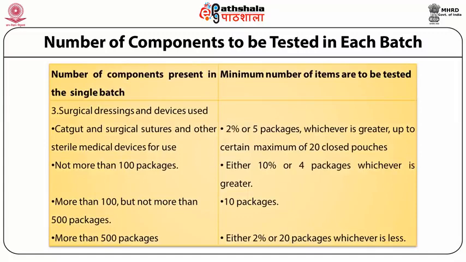Number of components to be tested in each batch when the product is a surgical dressing or device. 2% or 5 packages, whichever is greater. Catgut and surgical sutures and other sterile medical devices for use, up to a maximum of 20 closed pouches. Not more than 100 packages, either 10% or 4 packages, whichever is greater. More than 100 but not more than 500 packages, and more than 500 packages. The limits are either 2% or 20 packages, whichever is less.